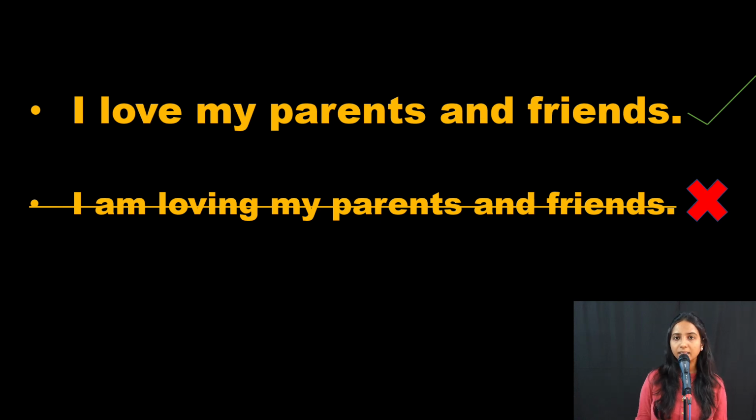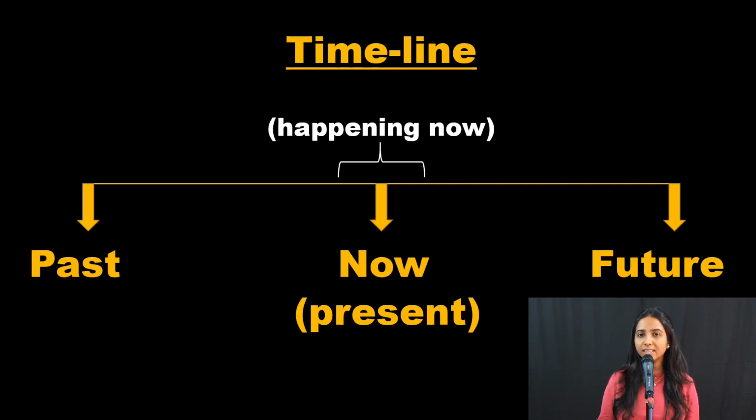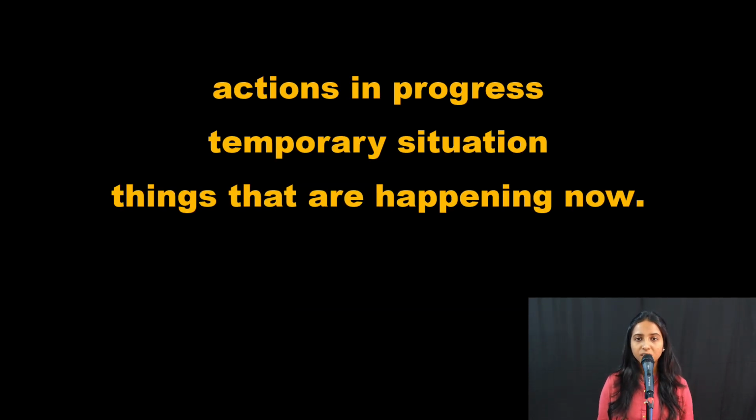Now, let's look at the next sentence. Look, it's snowing. So that means that it's snowing, so this denotes that it's happening now. So the present continuous tense talks about right now, happening now. It may have started in the past, but I'm talking about it right now. That is happening right now. And it may continue in the future, but not for long. So basically, we use the present continuous tense to talk about situations right now, about temporary situations, about actions in progress currently.